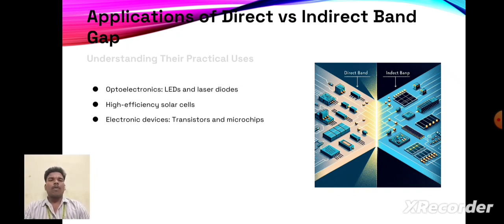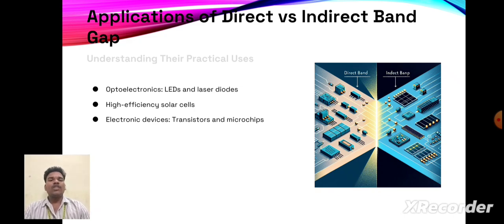So now let's talk about the applications of direct and indirect band gaps. Understanding their practical uses: optoelectronics, LEDs, and laser diodes. As we have discussed, in the direct band gap, the same momentum will be used in the preparation of LEDs and laser diodes, which play a very vital role in our daily life.